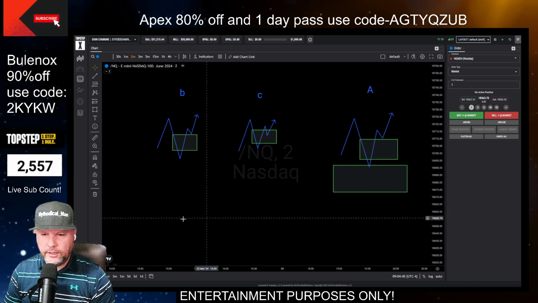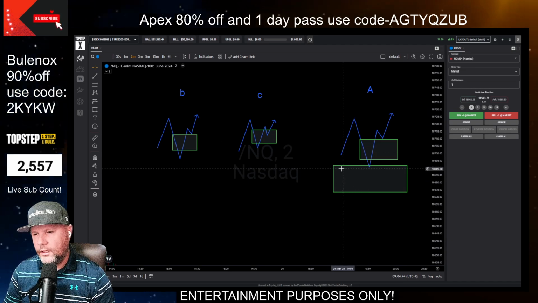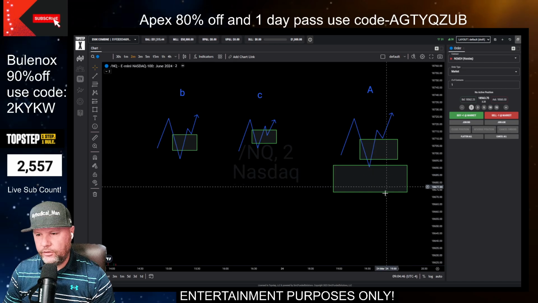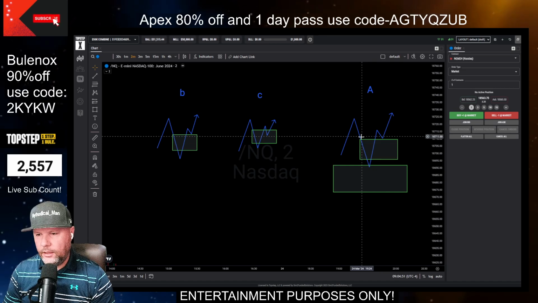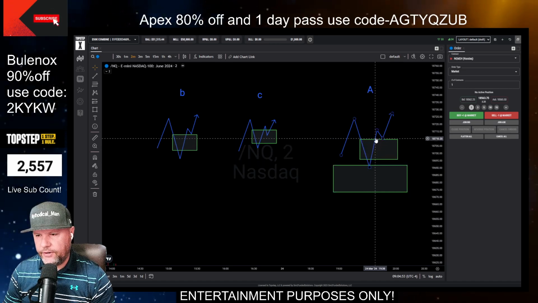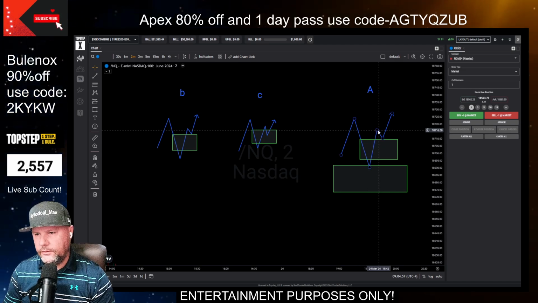Doesn't matter. It could be this swing. It could be one further to the left. It doesn't matter. We just sweep some sort of liquidity. We tap into a fair value gap down below, so a bullish fair value gap below. Then we disrespect a bearish fair value gap, and we close above it. Once we close above it, you take your entry.